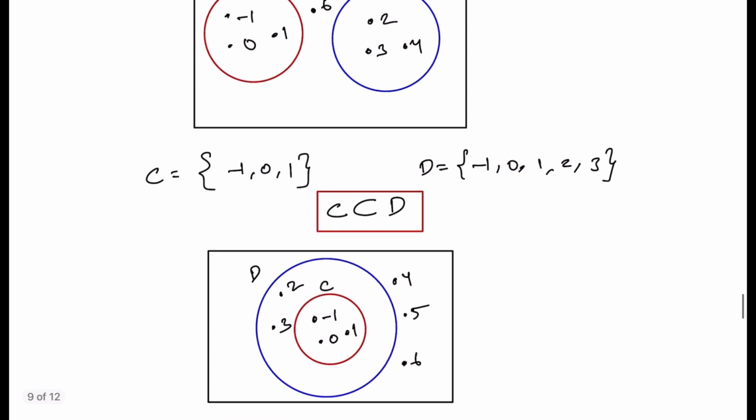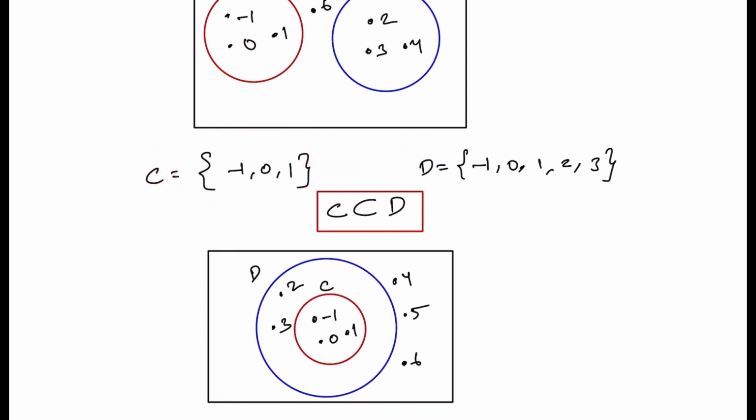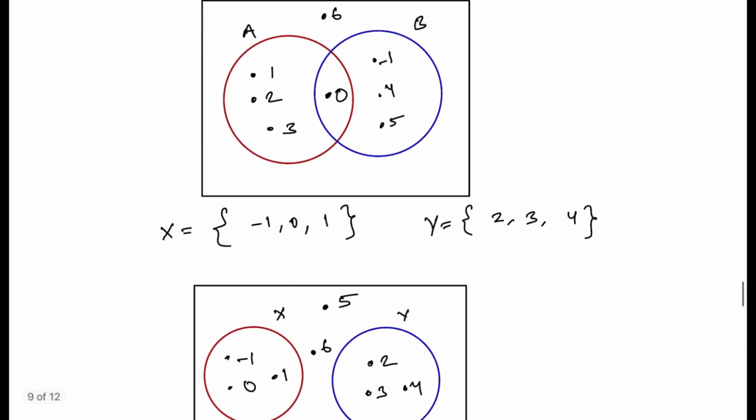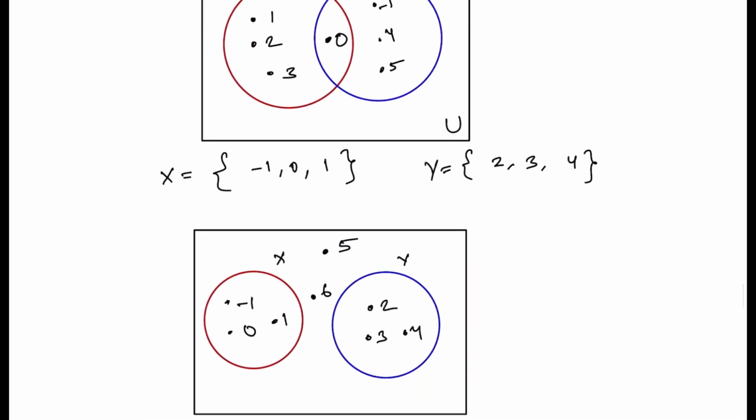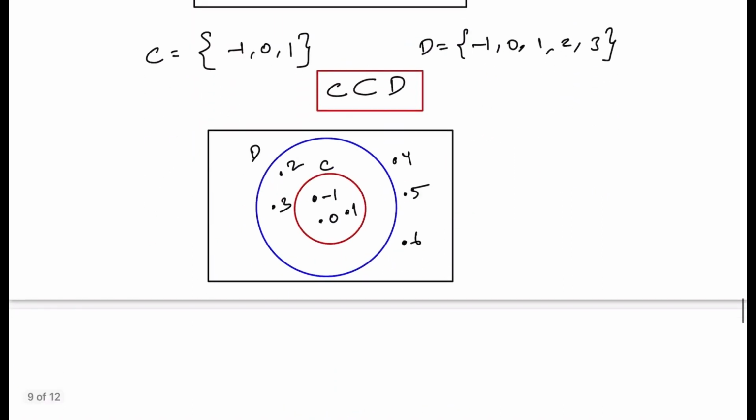Then we have seen the third case, where all the elements of C belong to set D. That means C is a subset of D, and whenever C is a subset of D, that set will be inside the other set. Okay, this is how we draw a Venn diagram. And sorry, I forgot to write U. This is the universal set, so write capital letter U inside the region.